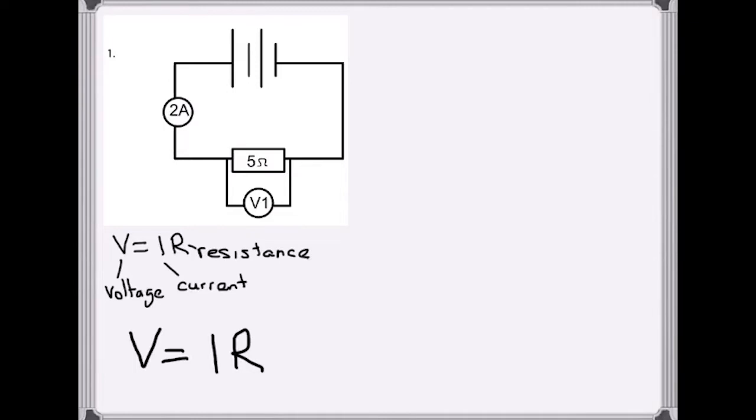I've written V equals IR again because now I want to understand which of the variables I have and which I don't. I have an ammeter reading of 2 amps, so I know my value of I. I have a resistor with a value of 5 ohms, so I know my value of R. I don't need to rearrange this equation, so I can go for a straightforward substitution to find my unknown, which is V.